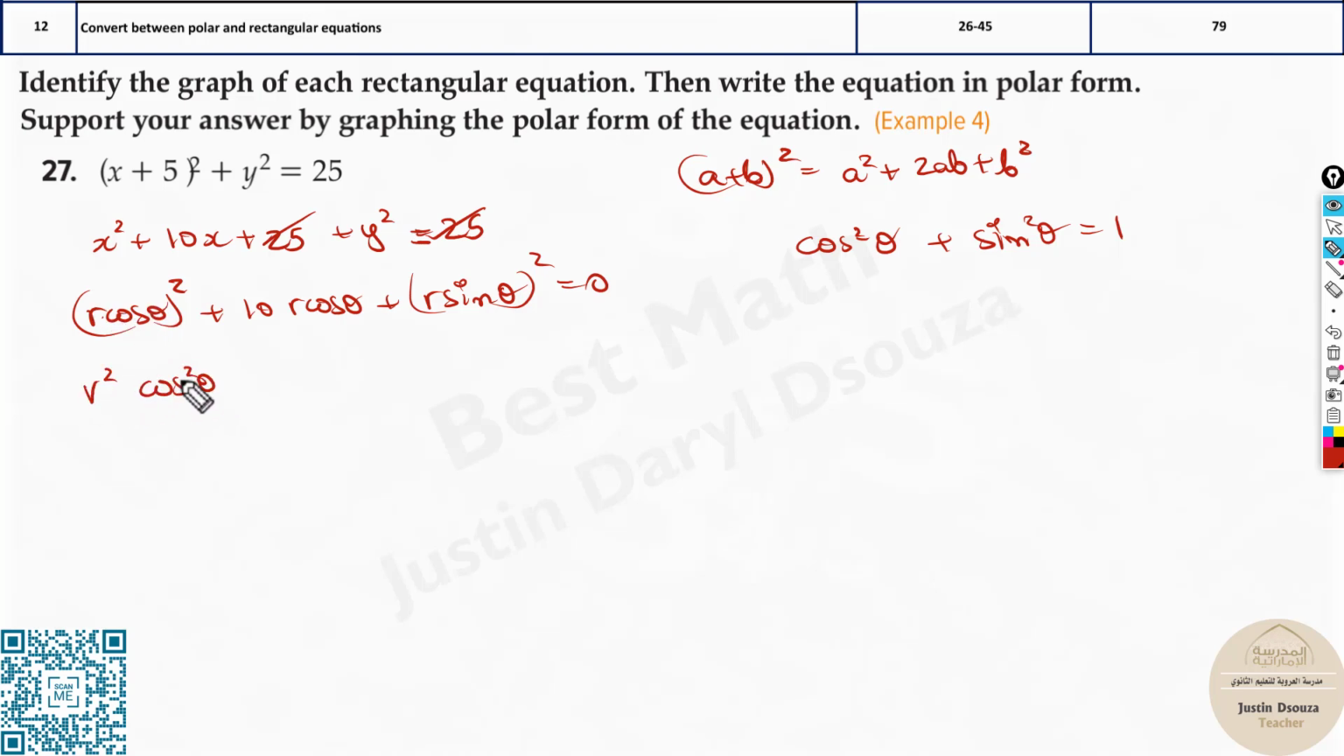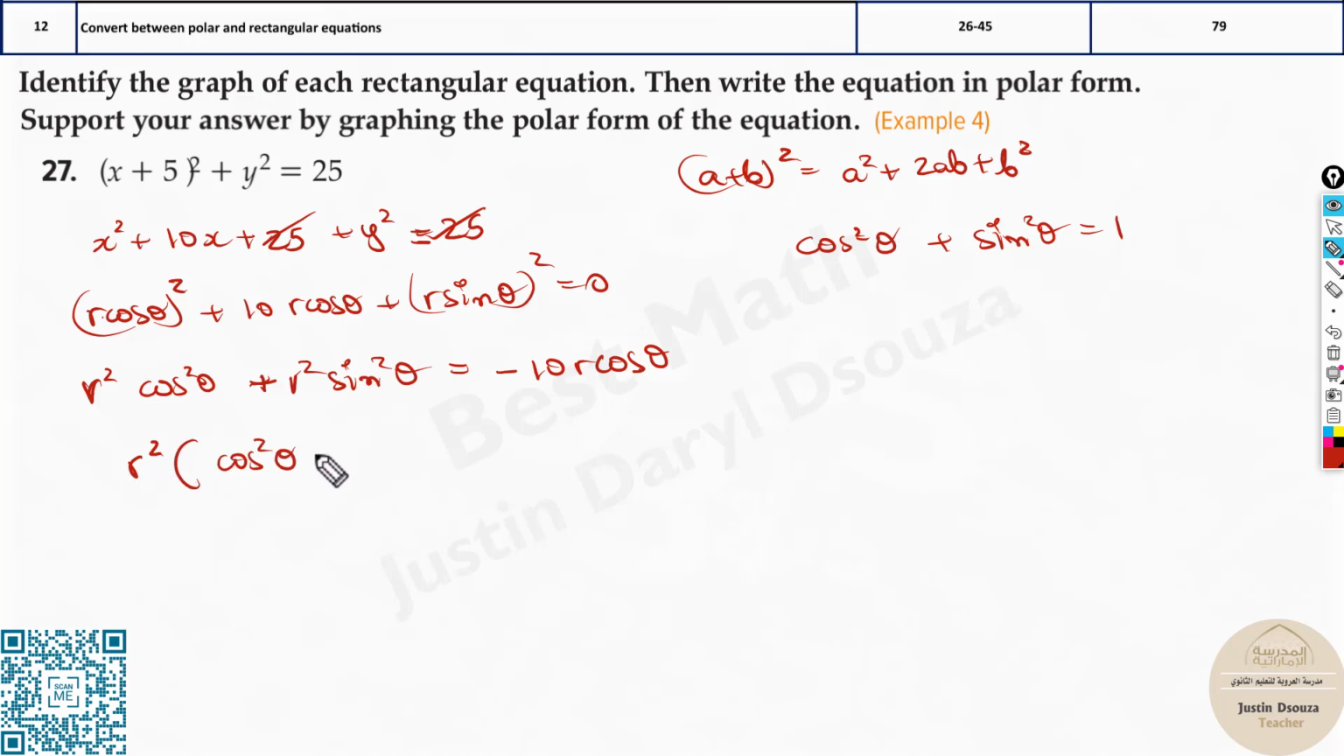It'll be r squared cos squared theta plus 10. Now, what I'll do is this 10, I'll take it to the other side. I'll write it later. So over here, r squared sine squared theta equals, this becomes minus 10r cosine theta. Now remember, we have this r, we will take it back to the other side in some time, but here I can simplify this. This r squared, I can take it outside, r squared is common outside.